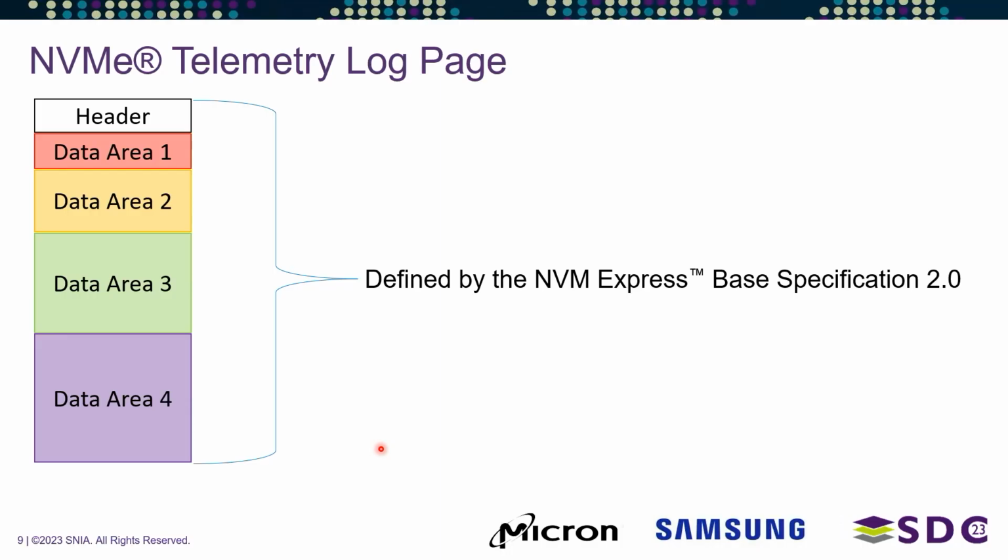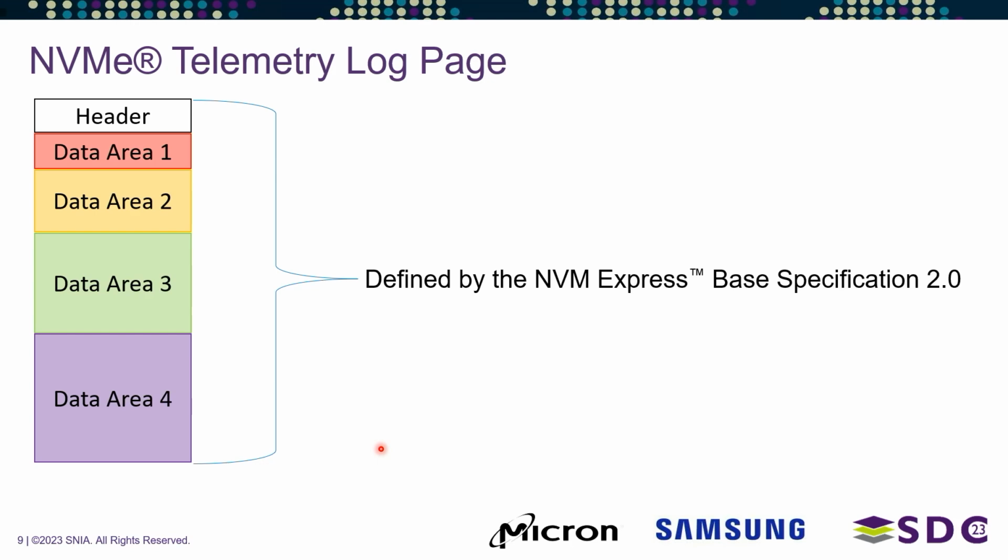here we go. So here's the telemetry log, both for the host-initiated telemetry log as well as the controller-initiated log. And as he said before, there's 4 data areas. Initially, there was just data area 1, 2, and 3, which was limited to, I think, 32 megabytes. Data area 4 is much larger, and that's a negotiated agreement between the controller and the host of whether that is supported and used. This is all in the NVMe specification.